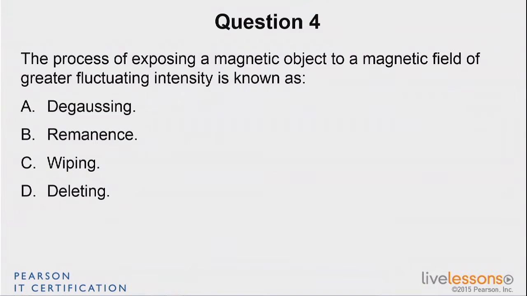Wiping is when we use disk wiping. That's the overwriting of the drive, including the master boot record, multiple times, and then formatting. And deleting doesn't really get rid of a file. The only thing deleting does is it gets rid of the pointer to that file. You already knew that the answer was degaussing. Degaussing is answer A. Choose it and move on.